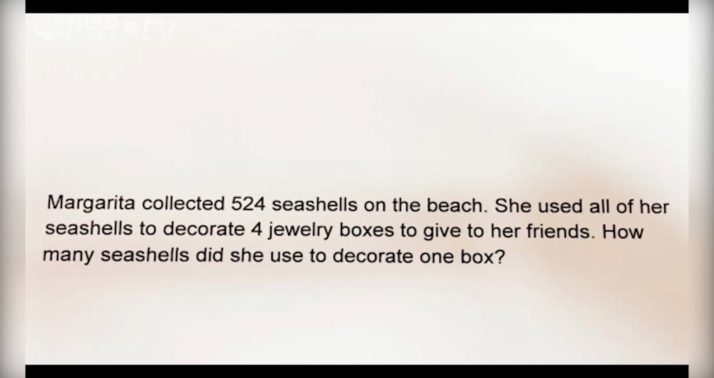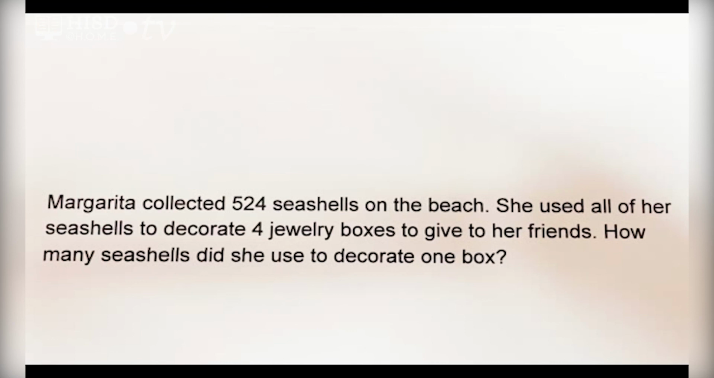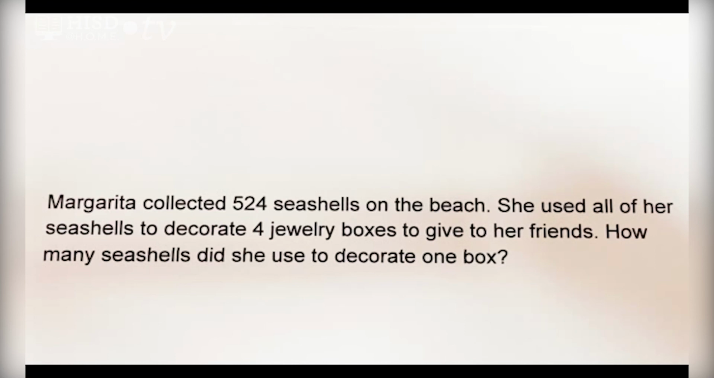Even though you know that this problem is division, it's always super important to get into the habit of using our GET chart. So for this math challenge, I'm going to read out the question to you, and then you are going to solve it on your own and see how you do. All right, let's read the question together. It says, Margarita collected 524 shells on the beach. She used all of her seashells to decorate 4 jewelry boxes to give to her friends. How many seashells did she use to decorate 1 box?